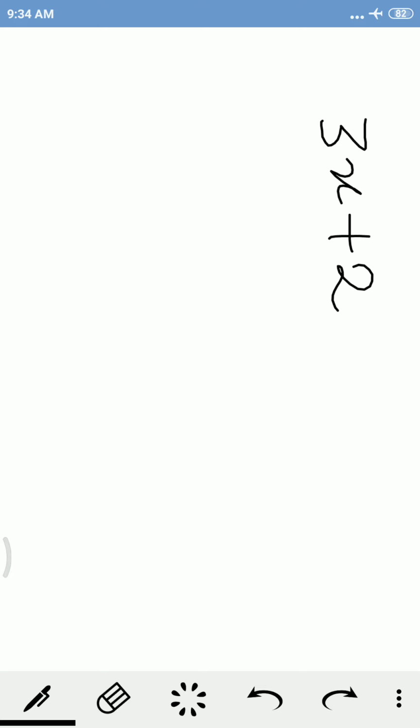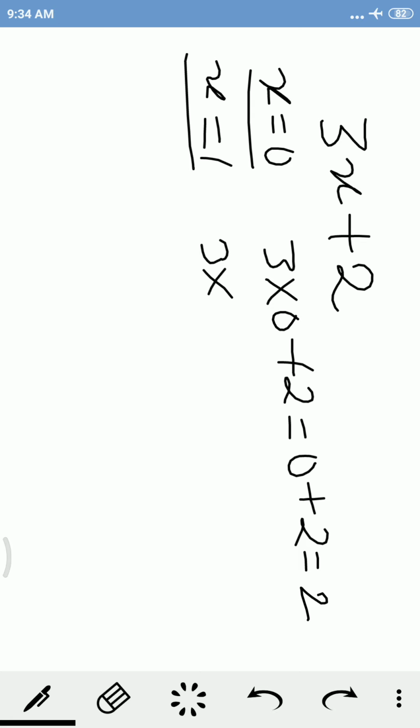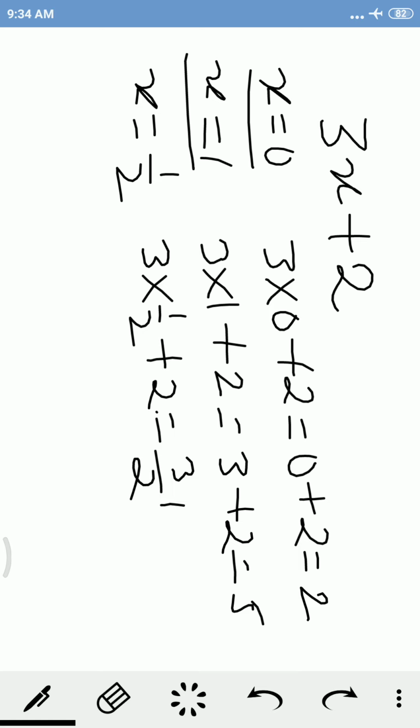Now 3x plus 2. In this 3x plus 2, if I take x equals 0, we will write 3 multiplied by 0 plus 2, that is 0 plus 2 equals 2. If I take x equals 1, 3 multiplied by 1 plus 2, that is 3 plus 2 equals 5. If I take x equals 1 by 2, 3 multiplied by 1 by 2 plus 2, that is 3 by 2 plus 2. Now after taking the LCM and solving it, we will get 7 upon 2.